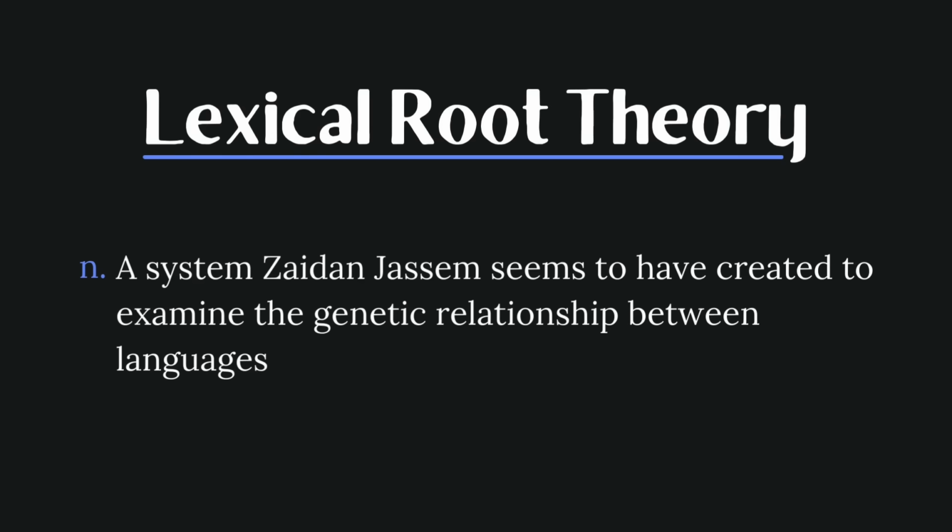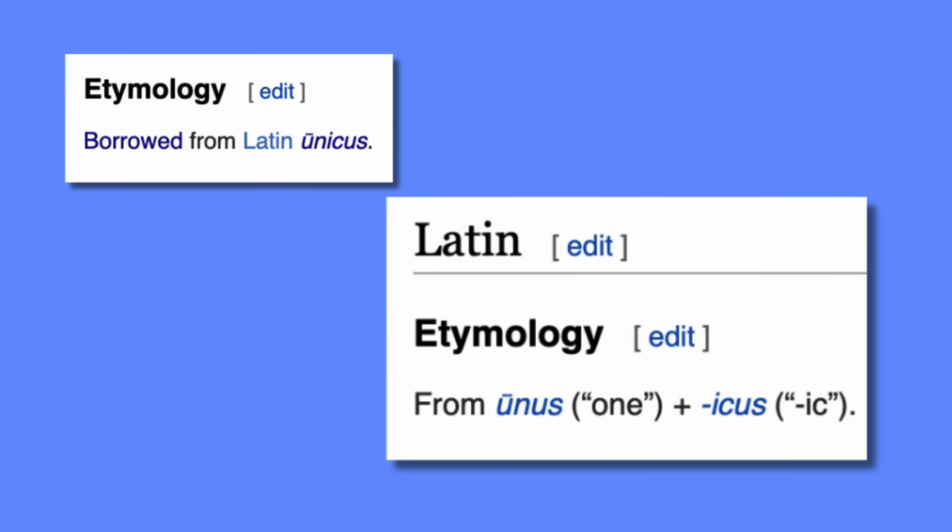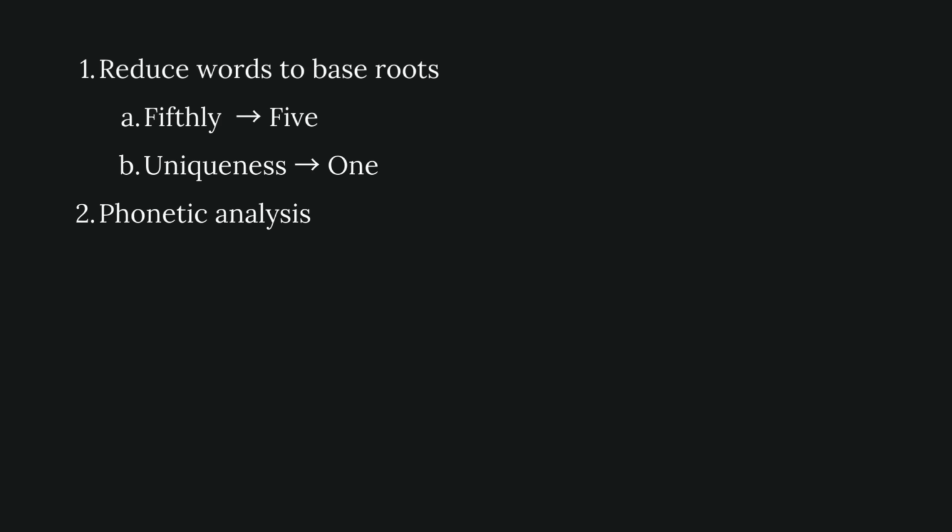Anyway, he then describes the steps of lexical root theory. First, he reduces words to their roots, the examples he provides being fifthly becoming 5, and uniqueness becoming 1. Fair enough, though another small thing. I'd argue that the root of uniqueness is actually unique, since although unique ultimately does come from the Latin word for 1, which is unus, we're talking about the language right now at this point of lexical root theory, so I don't know. Step 2 is the phonetic analysis, probably the most important part of the system.